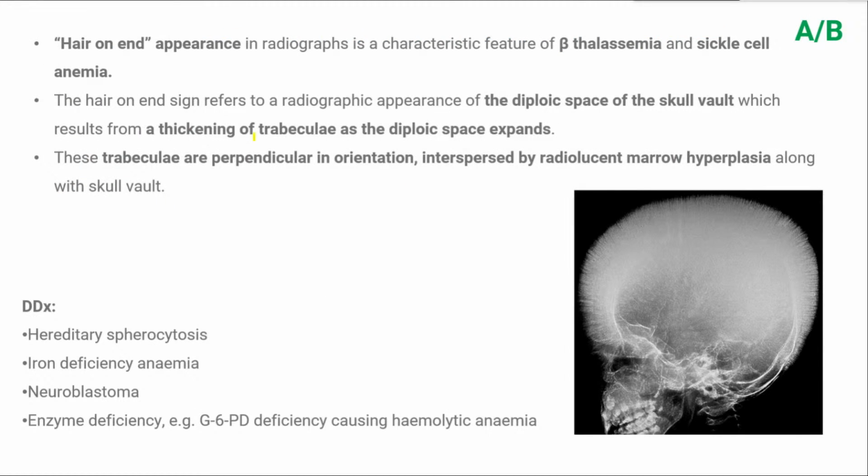Hair on end appearance occurs because the diploic space of the skull vault will expand, and thickening of the trabeculae occurs as the marrow expands. As a result, there is a perpendicular orientation of these trabeculae that looks like hair on end. The other conditions associated, other than sickle cell anemia and thalassemia major, would be hereditary spherocytosis, iron deficiency anemia, G6PD deficiencies or enzyme deficiencies, and neuroblastoma.